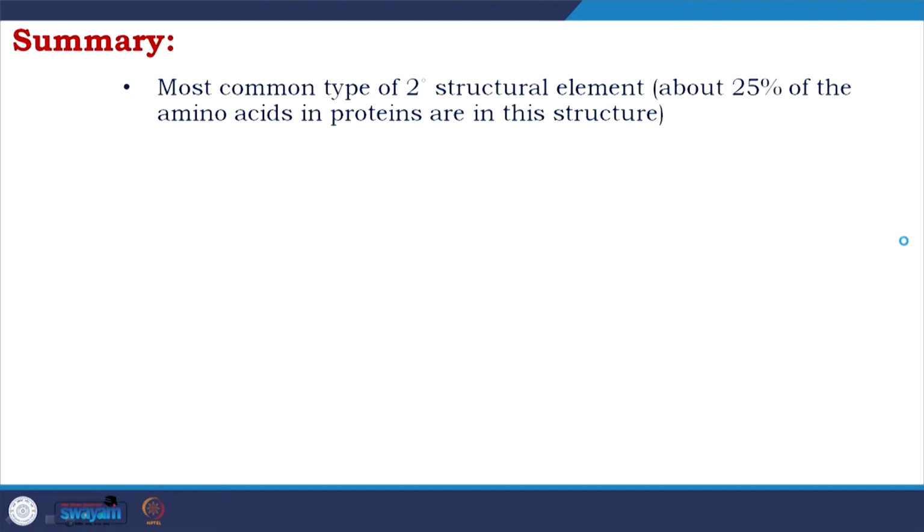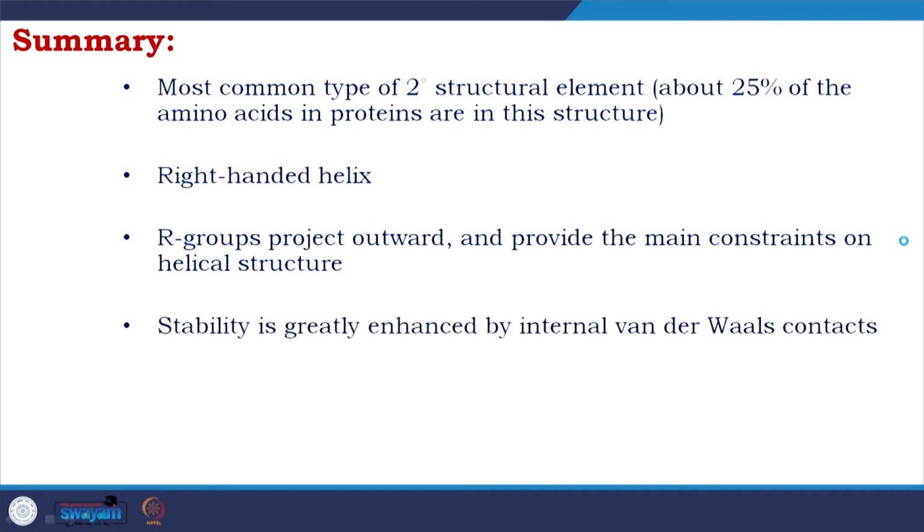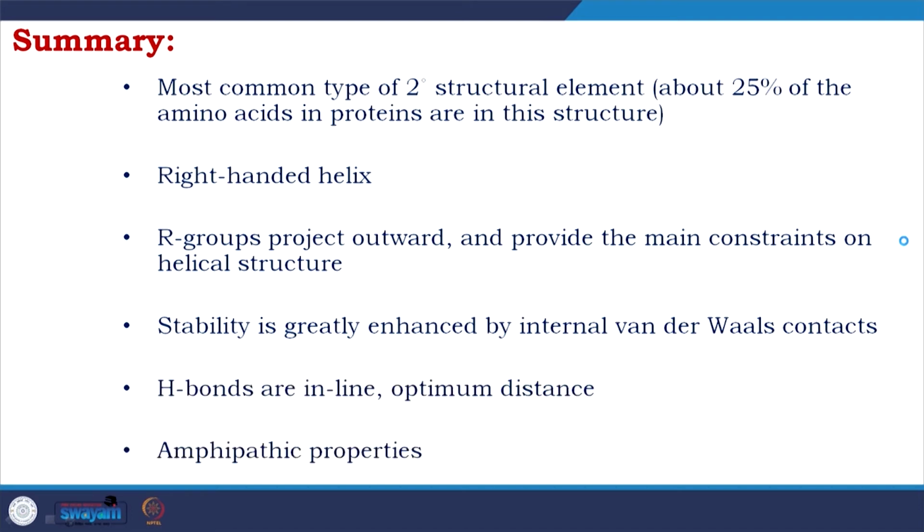So, in summary, it is the most common type of secondary structural element; about 25% of the amino acids in proteins are in this structure. It is a right-handed helix. R groups project outward and provide the main constraints on the helical structure. Stability is greatly enhanced by internal van der Waals contacts. Hydrogen bonds are in line at optimum distance, and the helix has amphipathic properties.